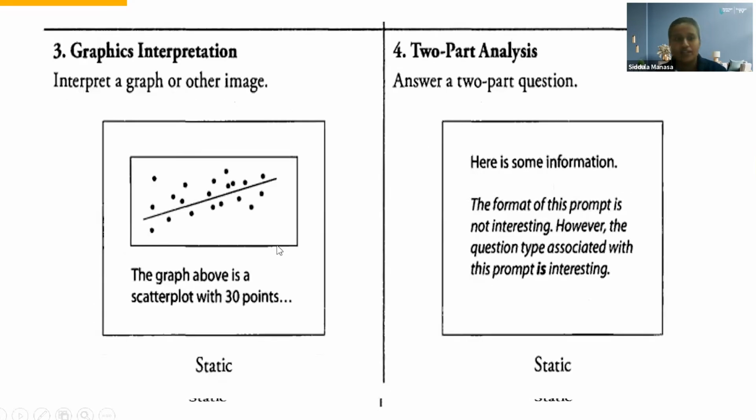Next one is graphical interpretation. This is just static because we cannot actually play with any source information. We just need to observe clearly what the source information is. Accordingly, we need to solve the question by picking the data from the source information. And in two-part analysis, source information will be given, under which the question will be divided into two parts. That is why it is called two-part analysis, and this is purely static again because we cannot edit or change the source information.